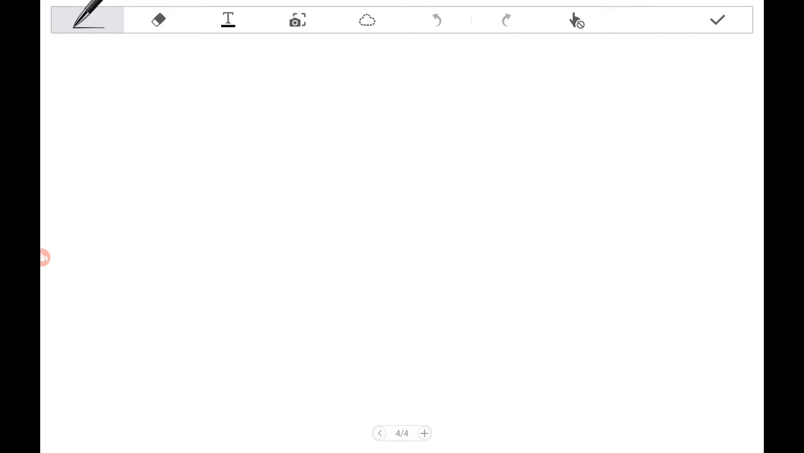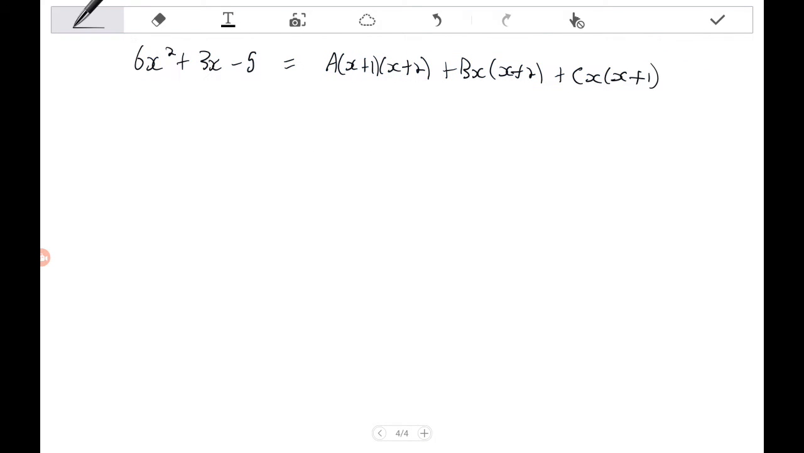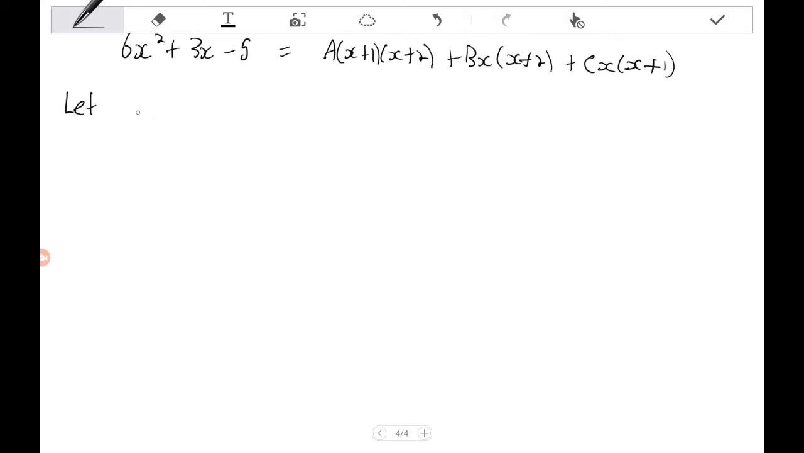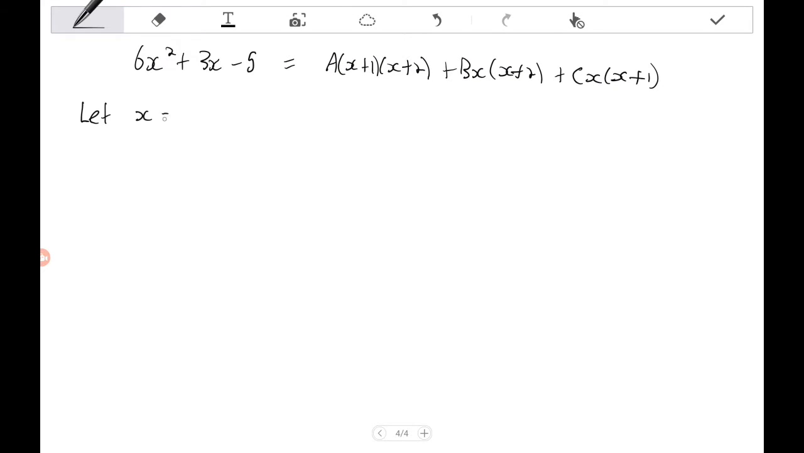And we've got to come up with one last convenient value. Let's get our equation back. So this time let's let x equal 0. We'd have minus 5 equals, the b term is gone, the c term is gone, and we get a times 1 times 2. So we get that 2a equals minus 5, a equals minus 5 over 2.